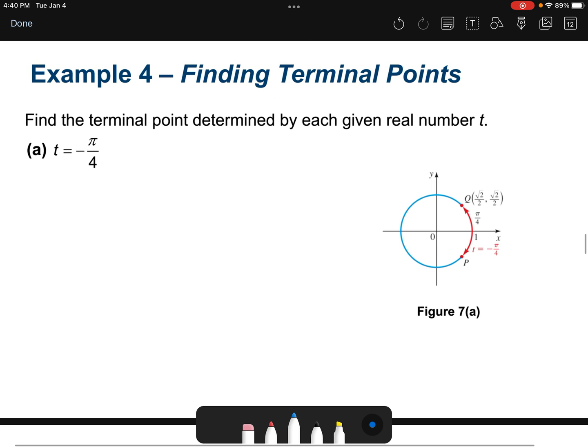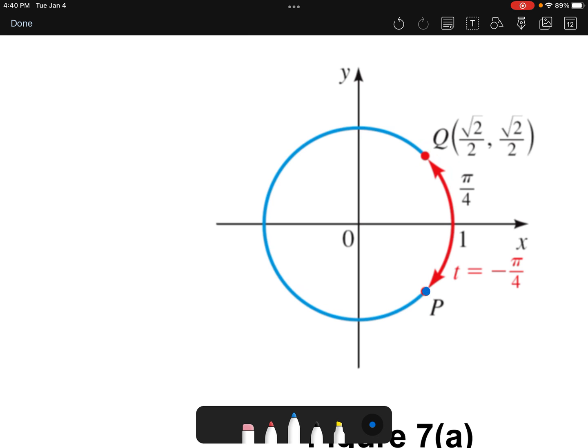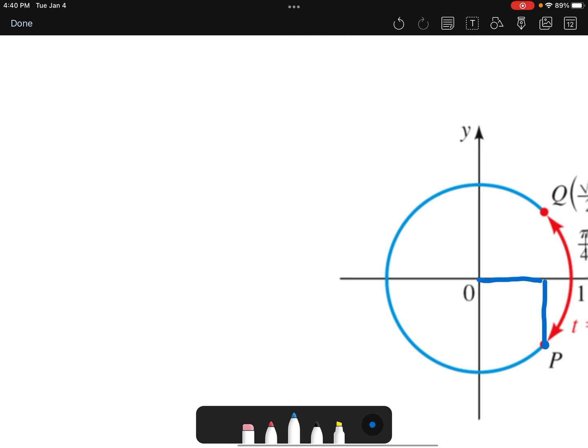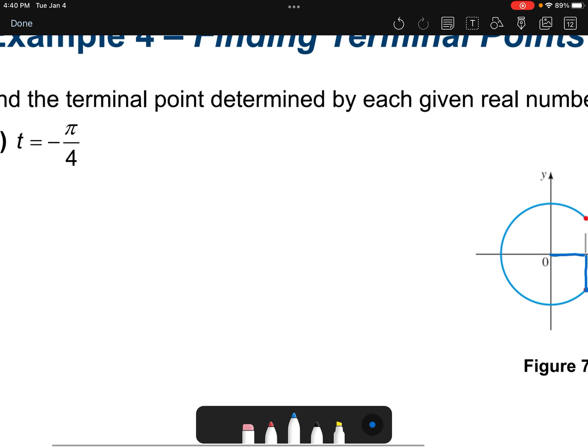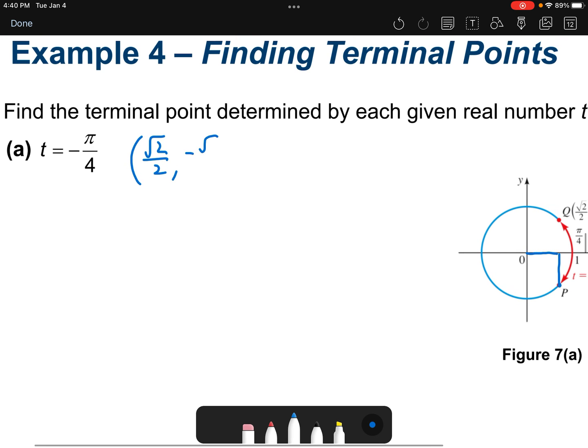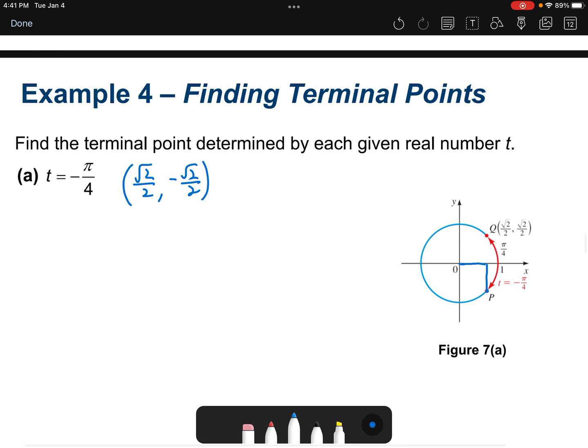Okay, we're back now. Now, finding terminal points. Remember, pi over 4 was radical 2 over 2, radical 2 over 2. What would negative pi over 4 be? Well, we'd go right and down. So if you're thinking x is positive and y is negative, you'd be correct. So radical 2 over 2, negative radical 2 over 2. See how easy this is once you memorize these things?